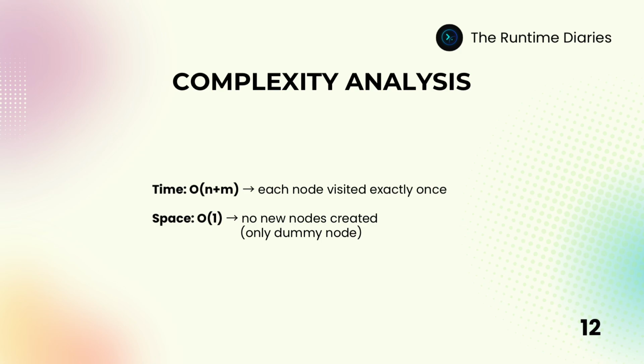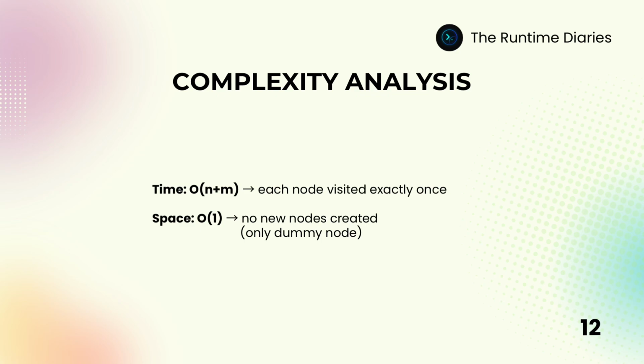Let's analyze the complexity of this solution. The time complexity is O of n plus m, where n is the length of list 1 and m is the length of list 2. We visit each node exactly once. Each node is either attached to the merged list or skipped because it's null. No node is visited more than once.